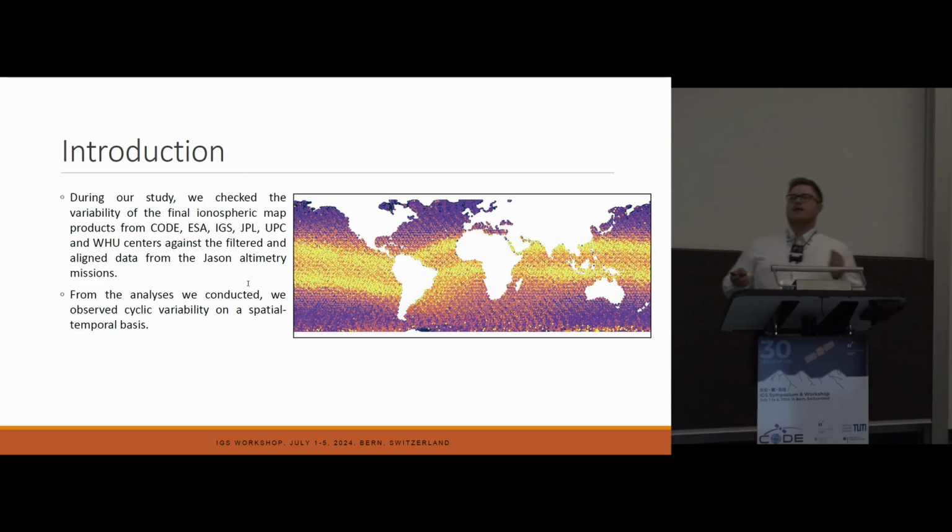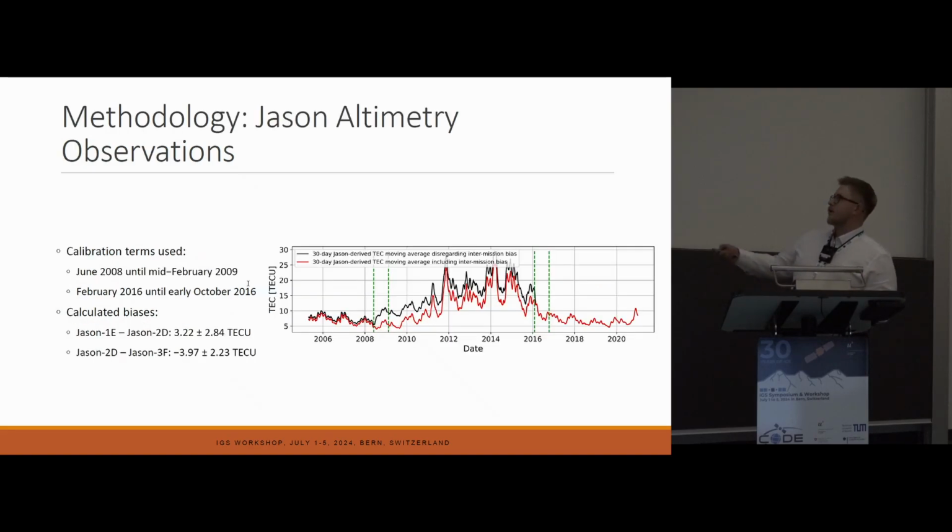We chose the global ionospheric maps from centers called CODE, ESA, IGS, JPL, UPC, and Wuhan with a 2-hour interval, and those are final products from the centers. We wanted to have a long-term analysis on the spatial, temporal, and spatial-temporal ground. So against this, we used the JASON altimetry observations from 3 missions, JASON-1, JASON-2, and JASON-3. And as you can already see, there will be a problem with the spatial analysis, since the JASON missions don't have data over the land. But this will not affect further results.